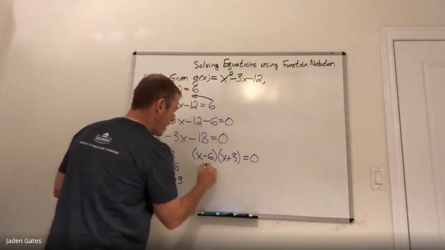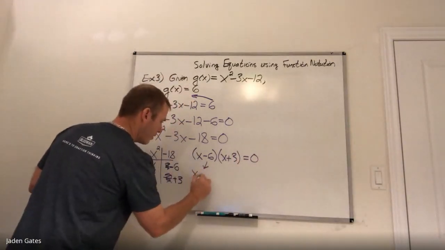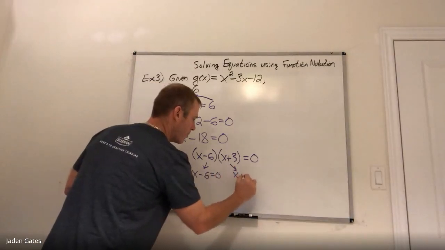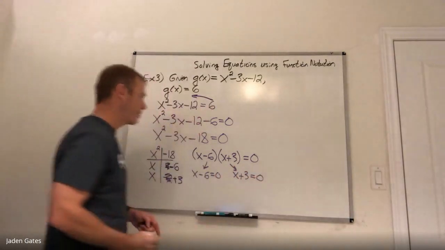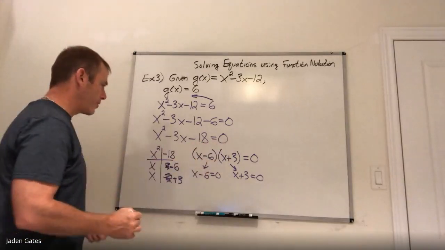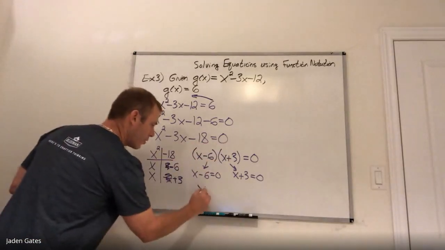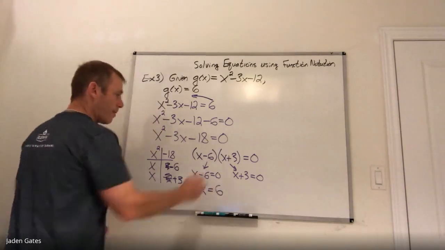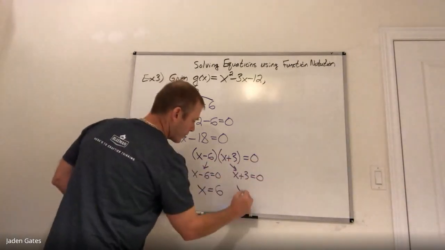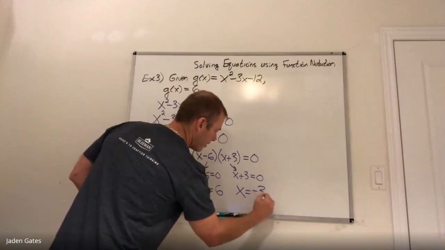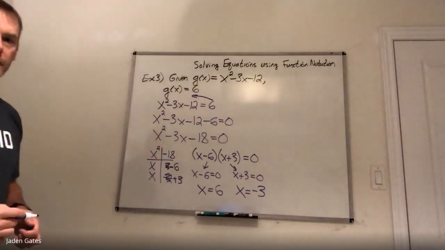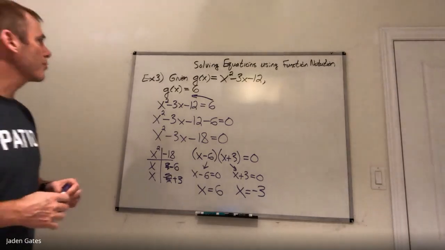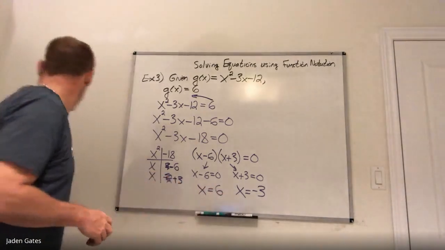equals 0. And just like I did before, I've set each piece to 0, because when you multiply two things and you equal 0, one of them's got to be 0 or they're both 0. So move the negative 6 over to the other side. I get 6. Move the positive 3 over to the other side, and my other answer is going to be negative 3. So again, there's an example of solving function notation where we've got a quadratic.